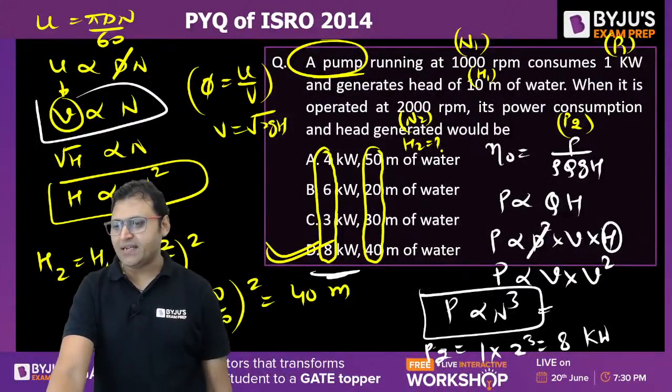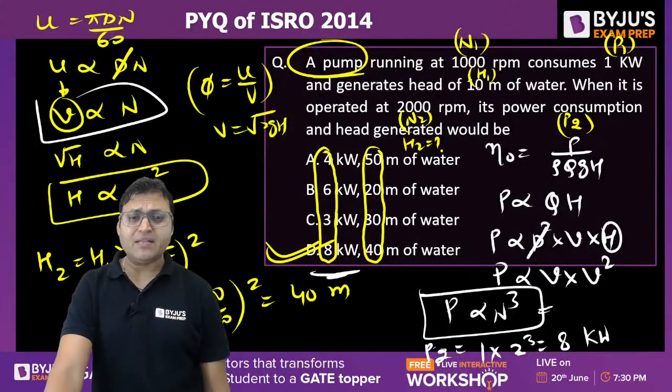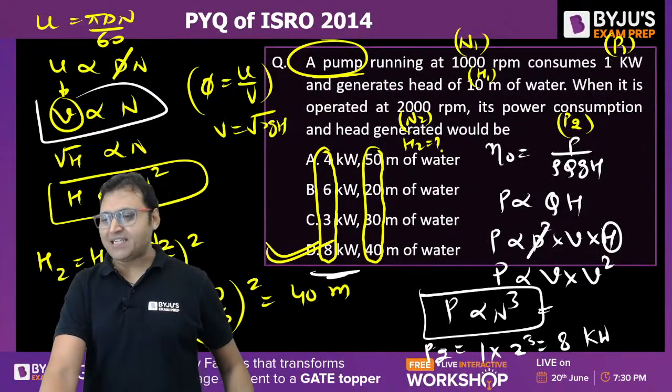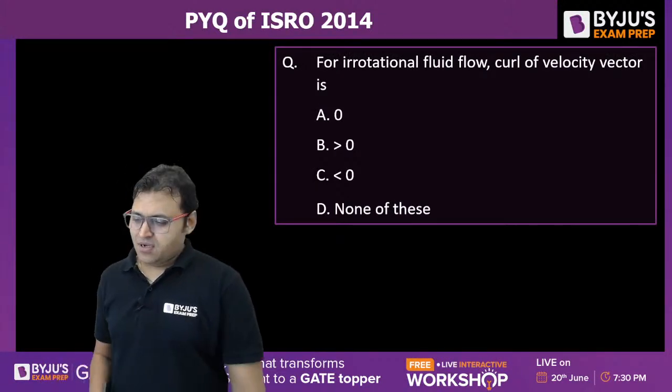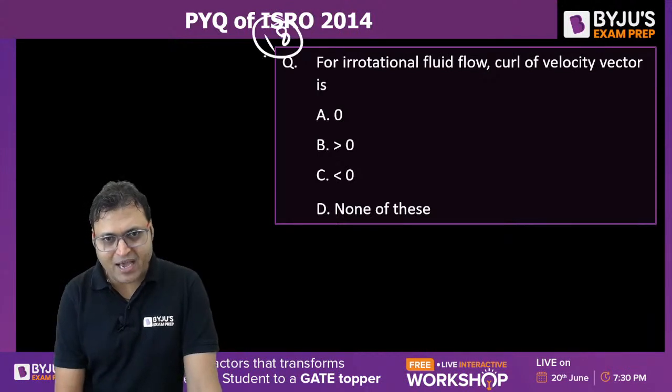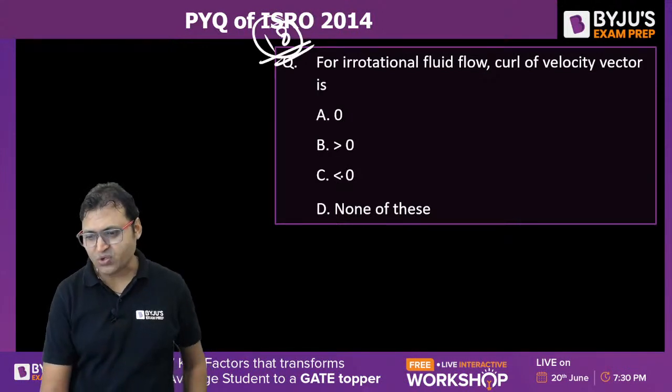I hope this is clear. So you could have calculated the power in terms of RPM. You should be able to develop the relationship based on the given condition. What is the answer to the next one? Question number 18.